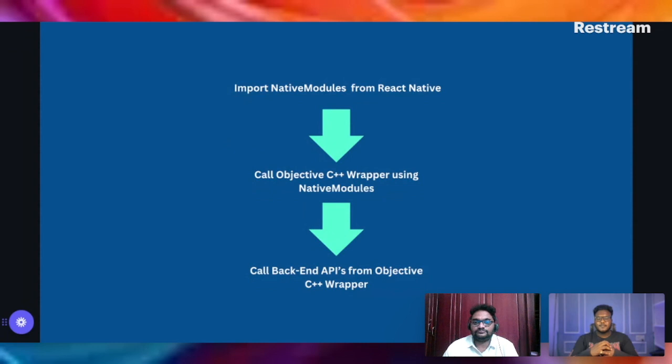code. To compare the whole diagram with Android, you will only have the JNA layer in place of the Objective C++ wrapper, and we didn't get any plugin issues. That is why we don't have native modules in Android. Got it.